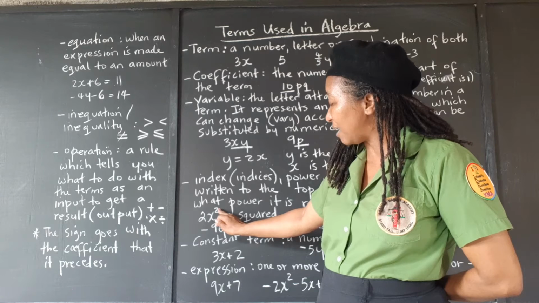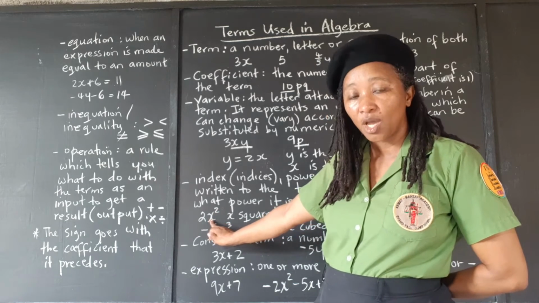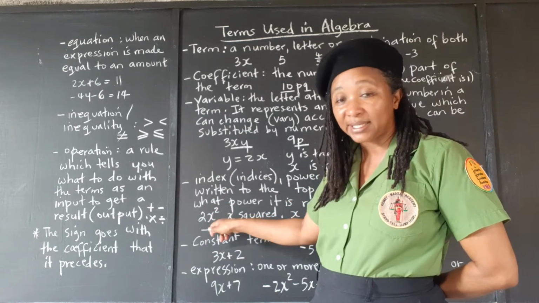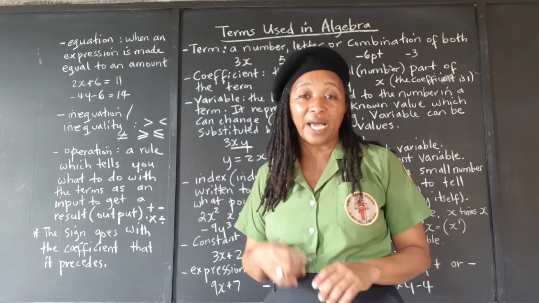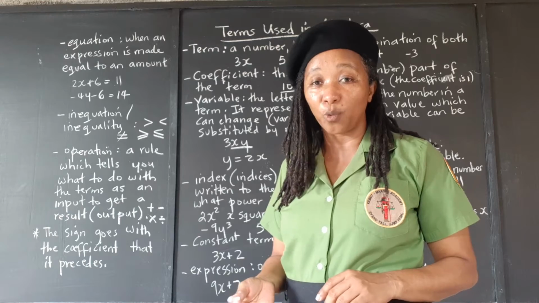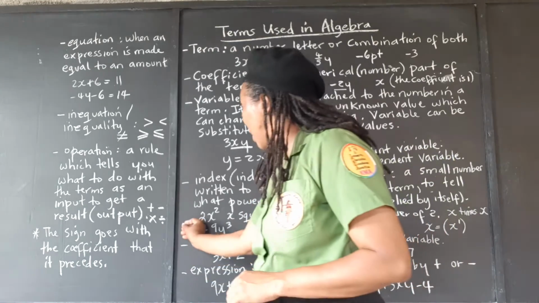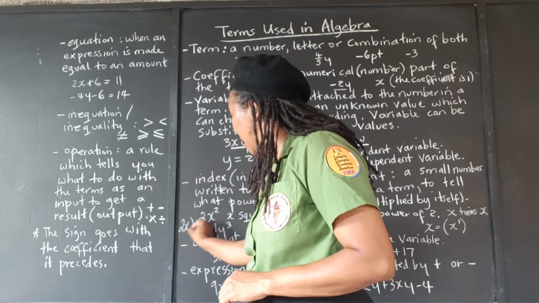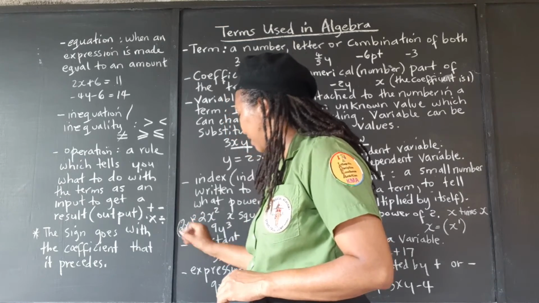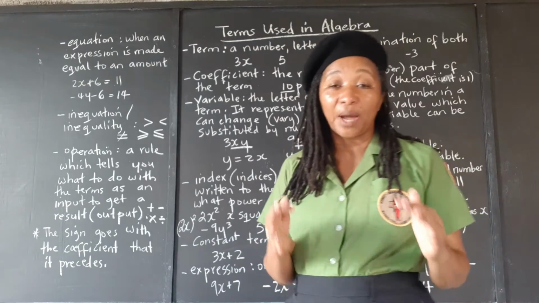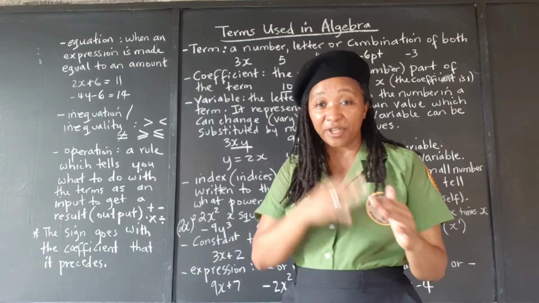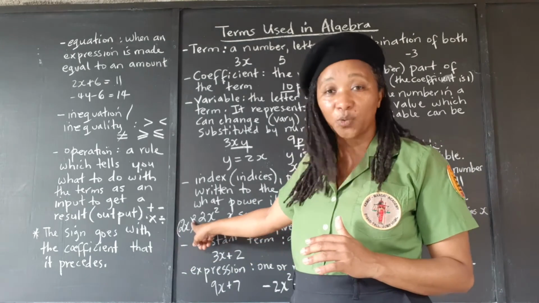This is immediately following the x. So it's only the x that you're going to multiply by itself. If we wanted to multiply the 2 by itself also, if we wanted to square the 2, we would write it like this. In bracket and square everything.